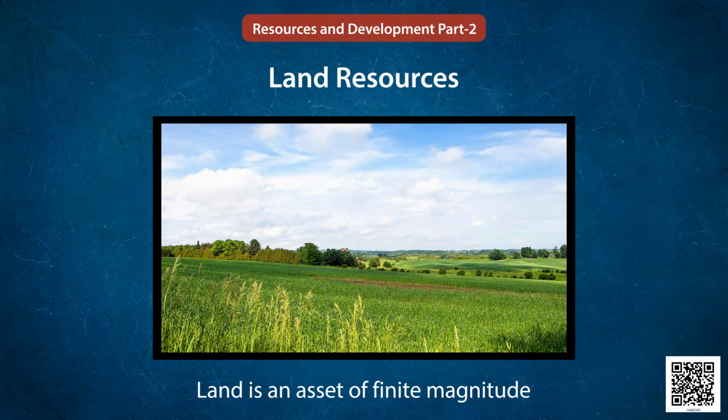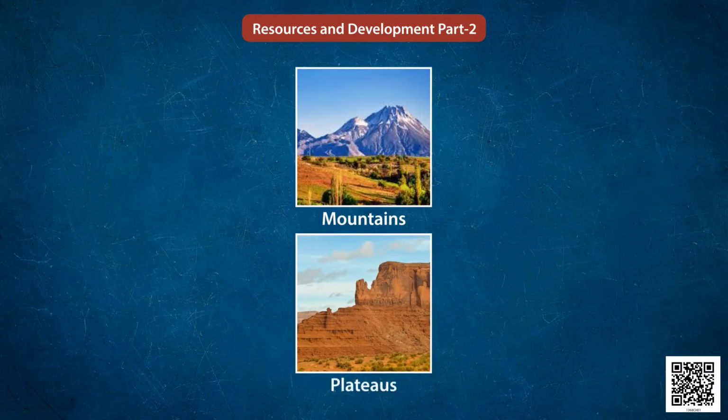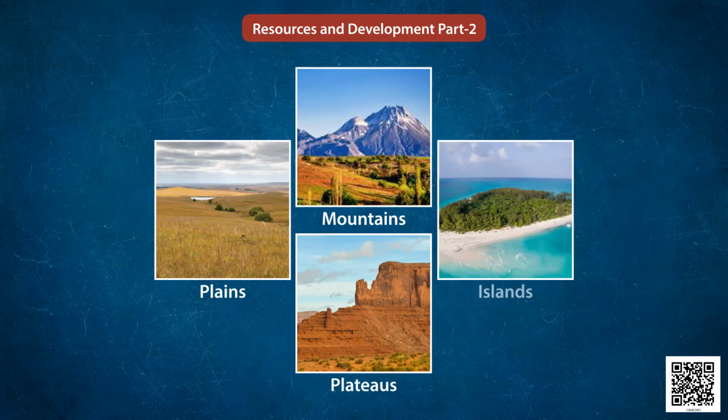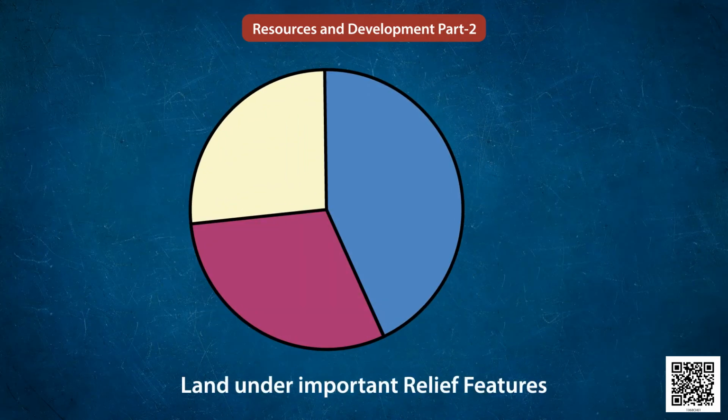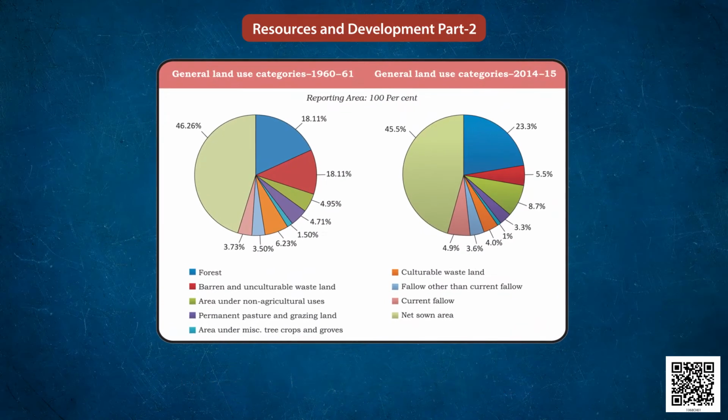India has land under a variety of relief features, namely mountains, plateaus, plains, and islets. This diagram represents the land under important relief features. About 43% of the land area is plain, 30% of the total land surface area is under mountains, and 27% area is under plateaus. Land utilization.